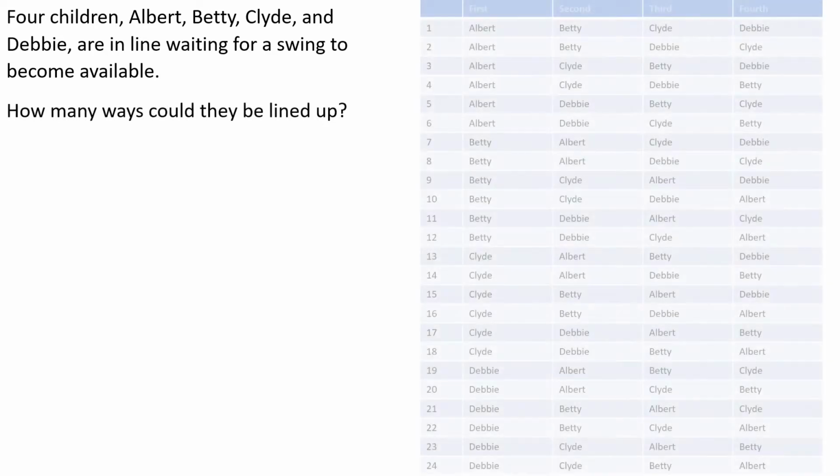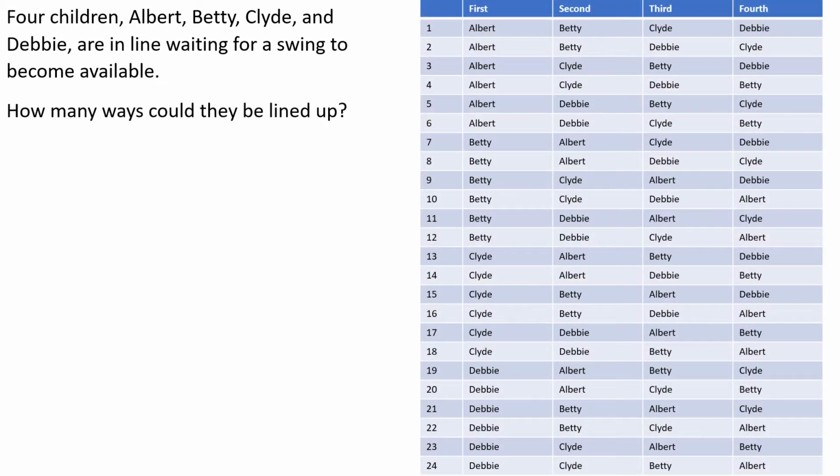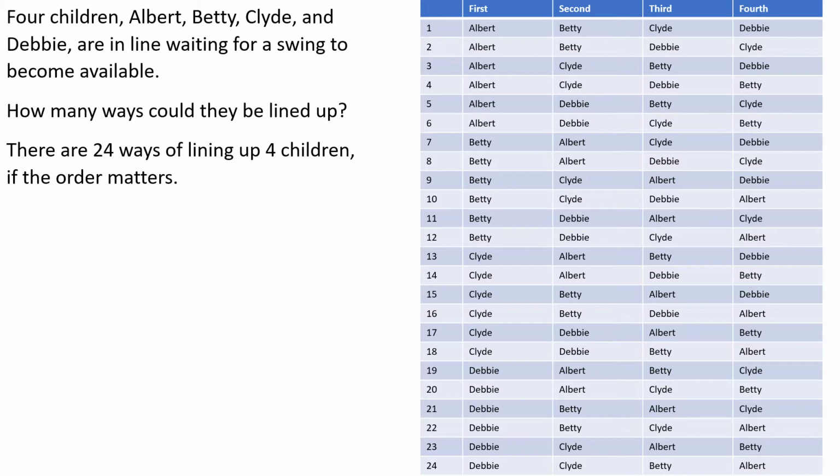Okay, oh hey, there are 4 kids this time. How many ways could 4 kids line up? Oh my goodness. Having a 4th person in that line creates a much, much larger sample space, right? There's 24 ways of lining up 4 children if the order matters.